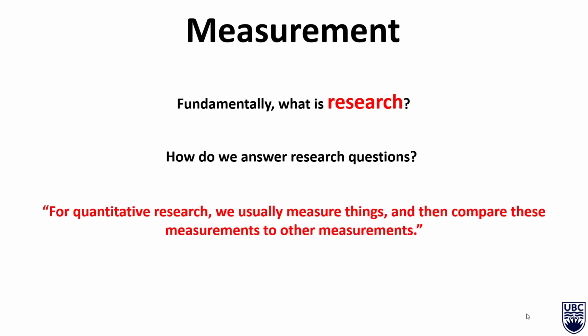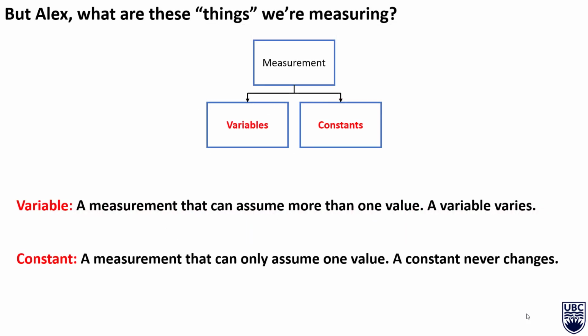So like I said, for quantitative research, we usually measure things and then we compare these measurements to other measurements. So when I say things, what do I actually mean by things? Well, if we break measurement down into two components, we can either measure something called variables, or we can measure something called constants. A variable is a measurement that can assume more than one value. So basically a variable varies, meaning that it can change.